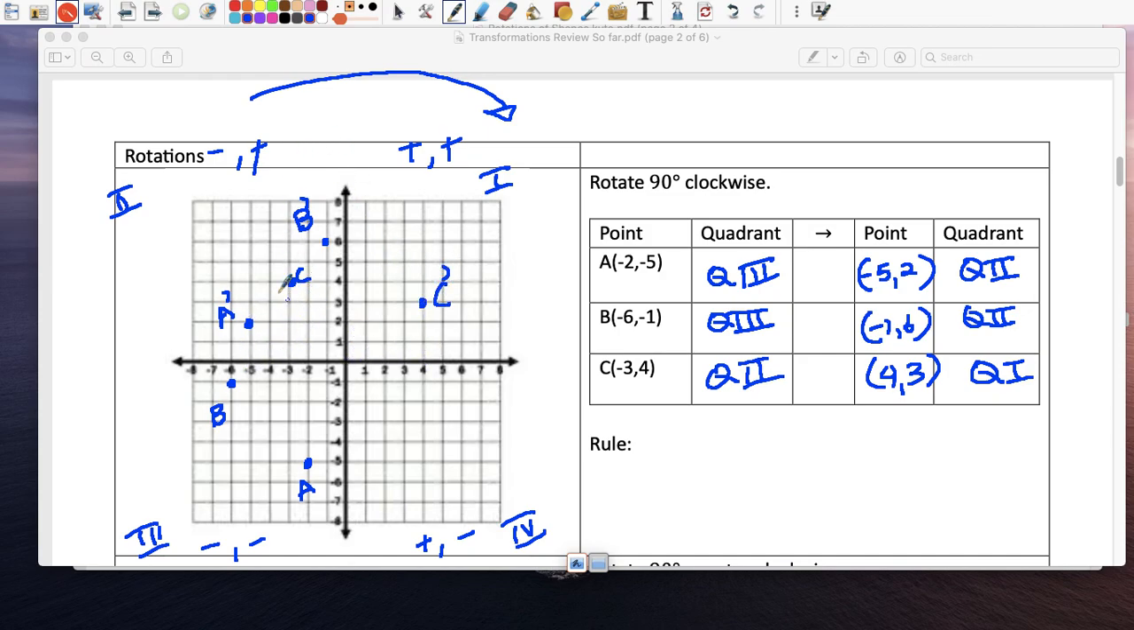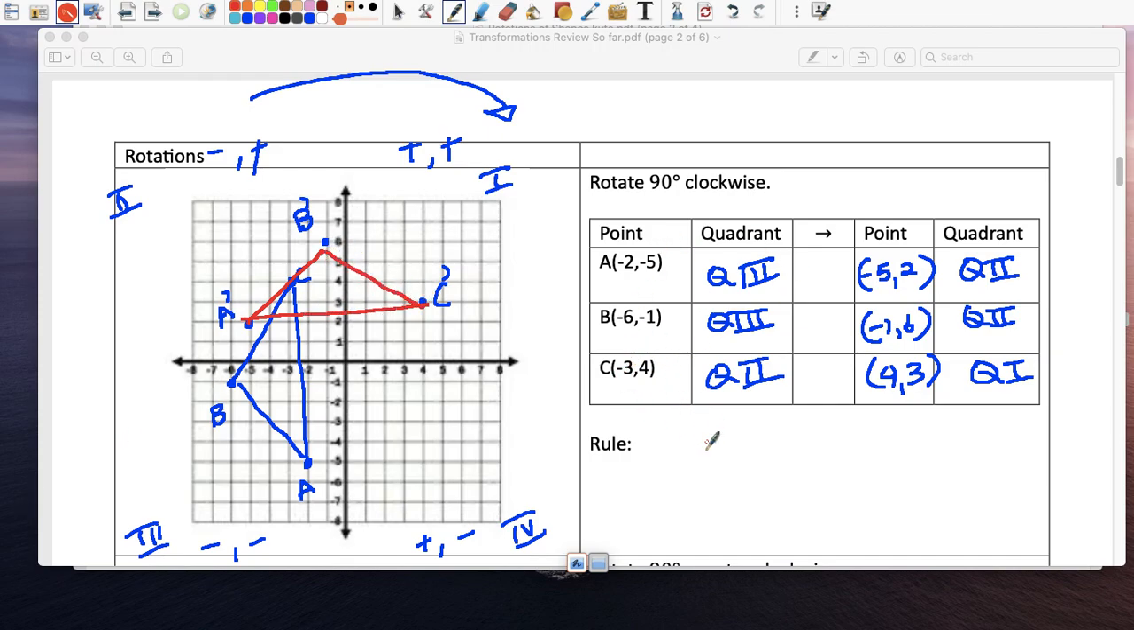Let me connect the dots. So the first shape looked like this, and then I change colors. And the second shape, after rotation, looks like that. Okay, so what's the rule?